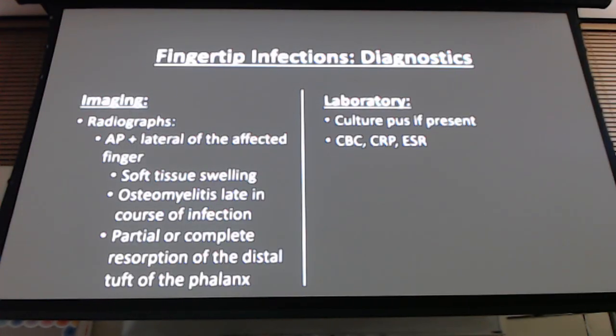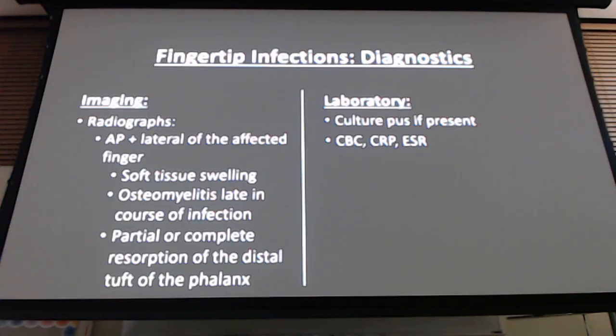Okay. Partial or incomplete resorption of the distal tuft of the phalanx. So what that means is that's what you'll see. As the infectious process sets in and takes over, it starts eating bone. That's what you're looking at.